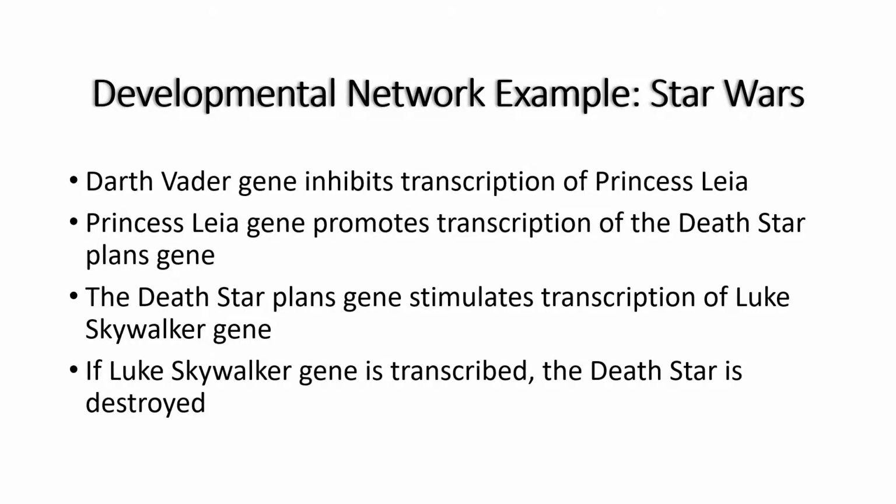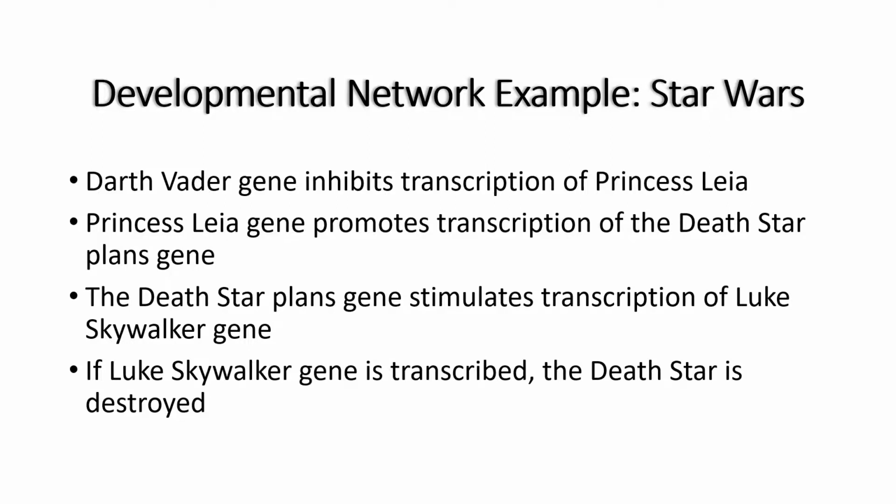As an example, let's say we have a series of genes that encode for characters in the movie Star Wars Episode 4, A New Hope. The Darth Vader gene inhibits the transcription of the Princess Leia gene. The Princess Leia gene promotes transcription of the Death Star plans gene. The Death Star plans gene stimulates transcription of the Luke Skywalker gene. And finally, the expression of the Luke Skywalker gene inhibits the expression of the Death Star gene, and the Death Star is destroyed.